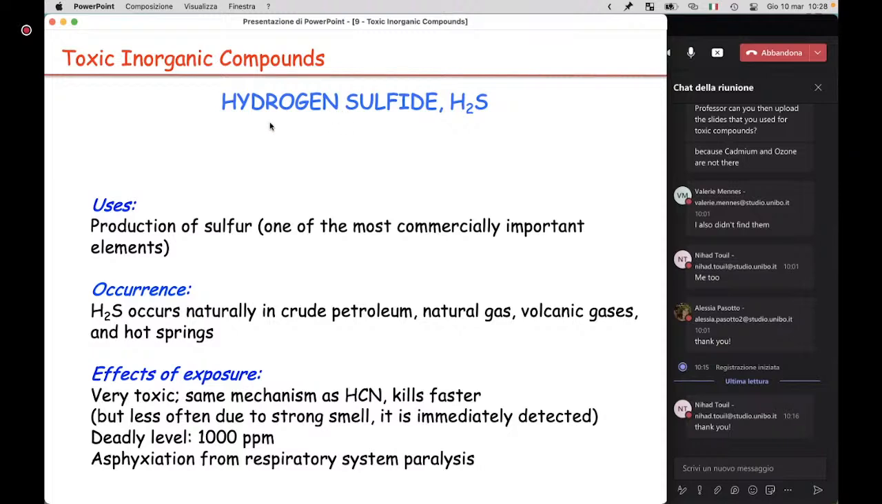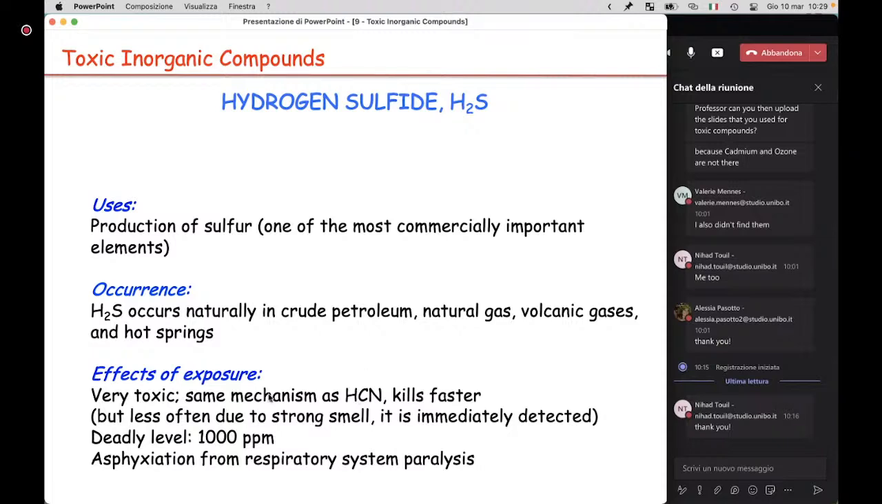But hydrogen sulfide is also present naturally in crude oil, in natural gas in much lower amounts, and in volcanic gases. So it enters the atmosphere also quite often and in big quantities through volcanic eruptions or other kinds of emissions, and hot springs that are just another form of volcanic activity. Hydrogen sulfide is very toxic, even if it is not as famous as hydrogen cyanide.